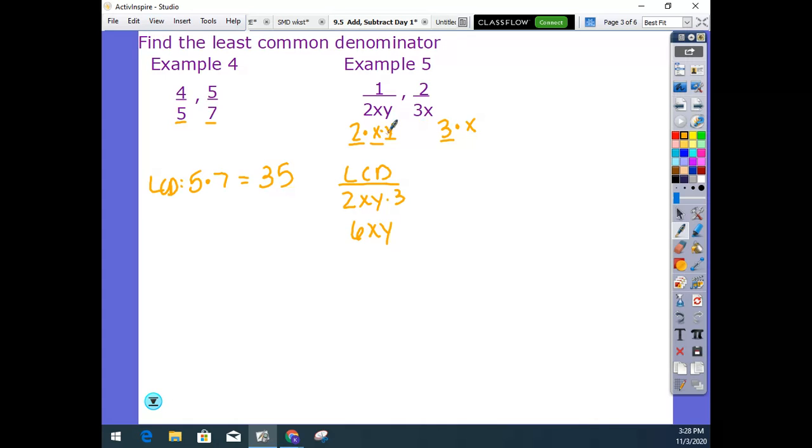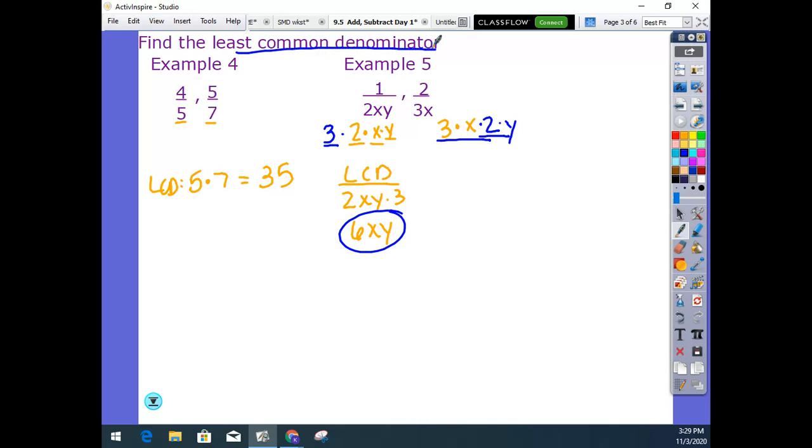Now, it might be more helpful for you guys if you do it this way. Is there any factor missing here that you see in this denominator? This is missing a 3. What is missing over here? You have the 3, you need the 2, you have the x, you need the y. So would it be easier just to build each side until they share a common denominator? Either way, my final answer for a common denominator is 6xy.